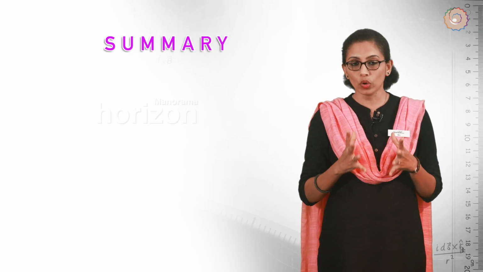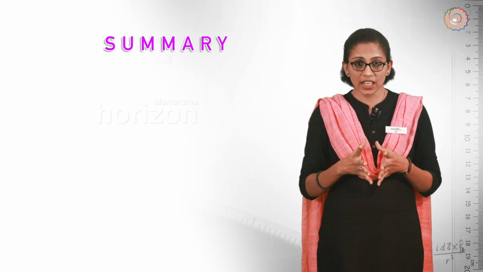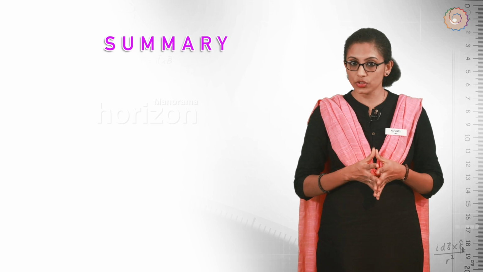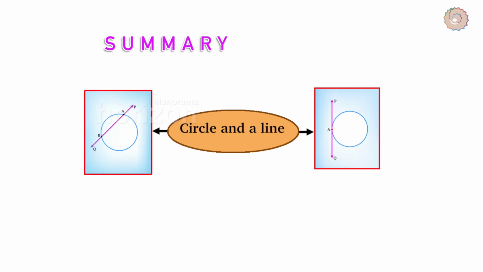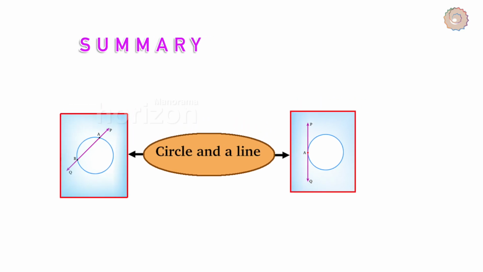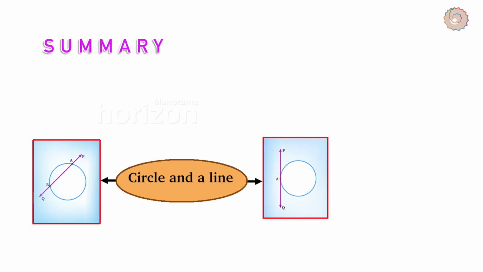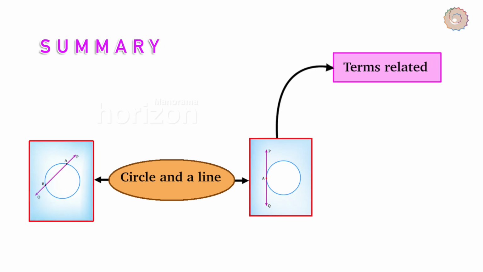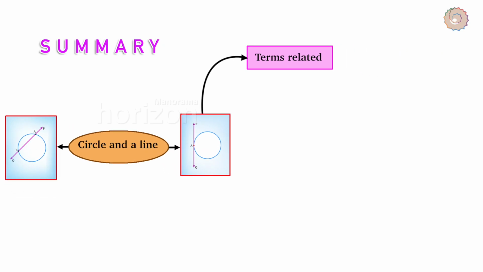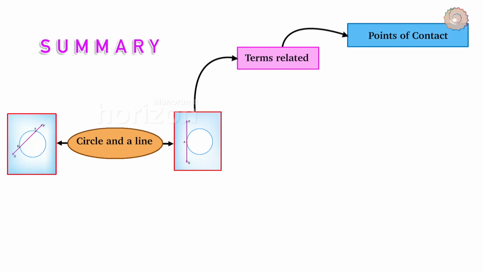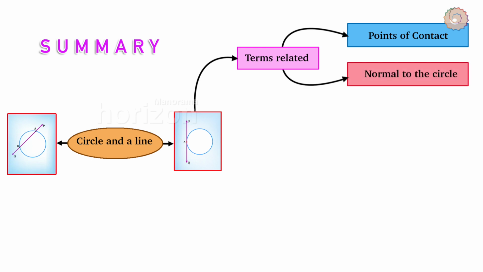Let's have a recap of what we have learned. We have seen the difference between a secant and a tangent. A line intersecting the circle in 2 points is called a secant, while a tangent to a circle is a line that intersects the circle at only one point. Then we discussed tangents, their basic concept and various related terms, that is the point of contact and the normal to the circle. The common point of the tangent and the circle is called the point of contact, and the line containing the radius through the point of contact is called the normal to the circle.